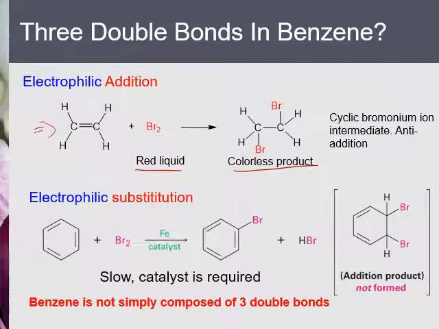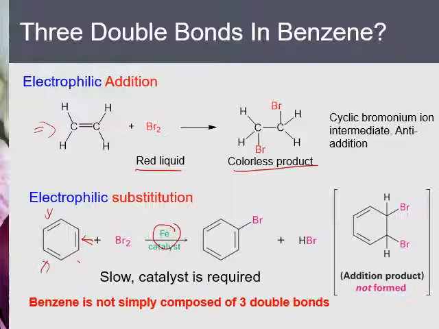Now, when we draw benzene, we always draw 3 double bonds, and that suggests that these double bonds should react with bromine the same way an alkene does. However, when we mix benzene with bromine, the color doesn't change. No reaction happens unless we add an iron catalyst. Even so, the product is not from an addition reaction.